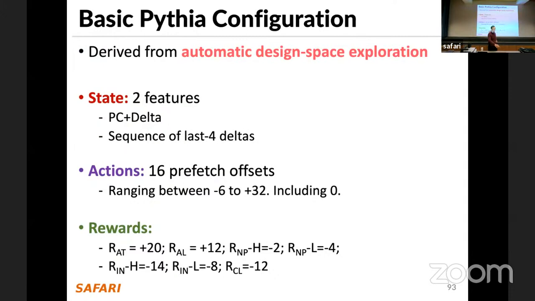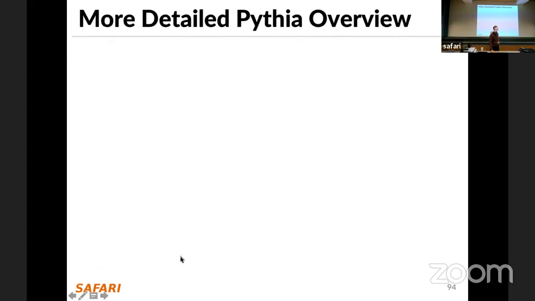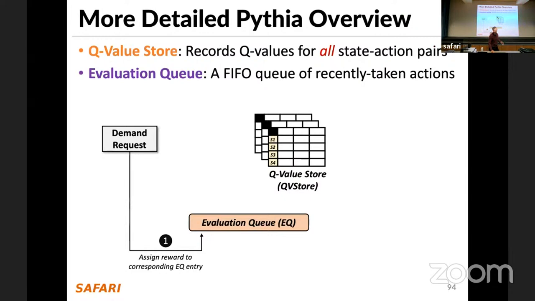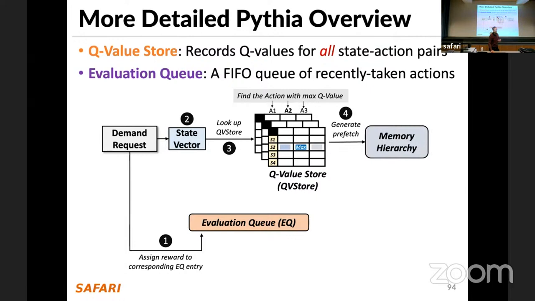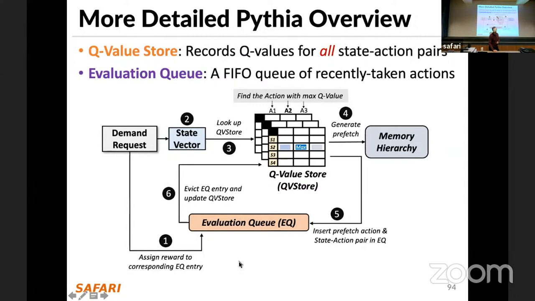Okay, so this is the basic PTA configuration in the paper. You can also talk to Rahul later on. In more detail, I'm not going to go into this again, but basically when you get a demand request, you check a state vector and you look up the Q value store. And you find the action with the maximum Q value. That gives you an offset. And you generate a prefetch into the memory hierarchy, and then you insert the prefetch action into this evaluation queue. And that action stays over there until you get some feedback from the system as to whether that was a good prefetch or a bad prefetch, accurate or not accurate. And then when it's evicted over here, you update the Q value store over here. You could actually do it earlier, but there are some design considerations over here.